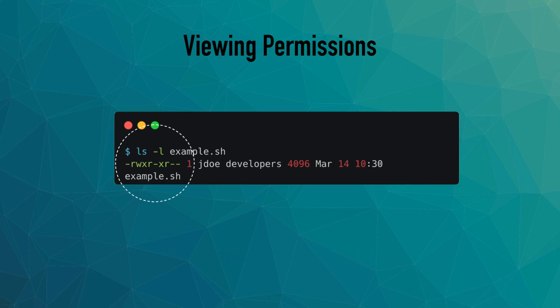The next 9 characters are grouped into 3 sets of 3, representing permissions for the owner, the owning group, and all other users. Each set follows the order read, write, and execute, with a dash indicating the absence of a permission. In this example, the owner has read, write, and execute permissions, the group has read and execute permissions, and all other users have only read permission.